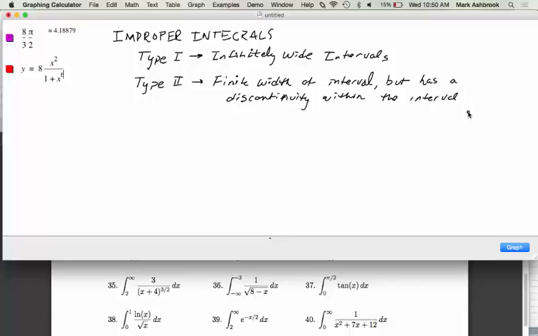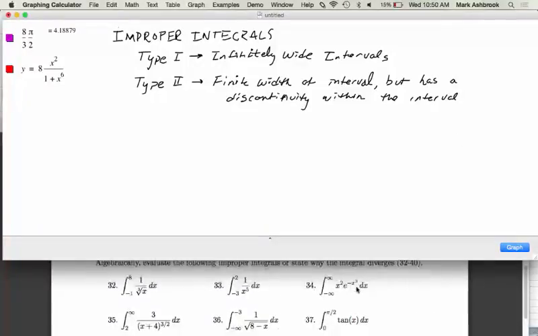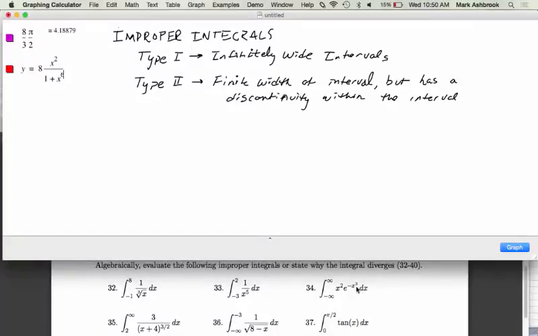So let's just look at some of these examples. Here we go. Negative 1 to 8 of 1 over, number 32. So where is the discontinuity here? We have a finite width from negative 1 to 8, but this is improper because somewhere in there we have a vertical asymptote. Where's the discontinuity? X equals 0, so our rate is undefined at x equals 0.